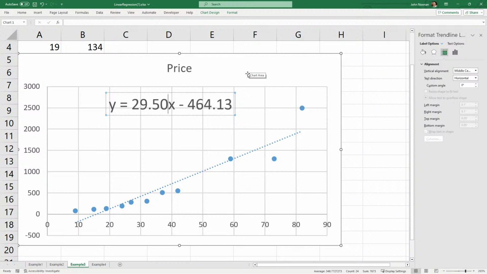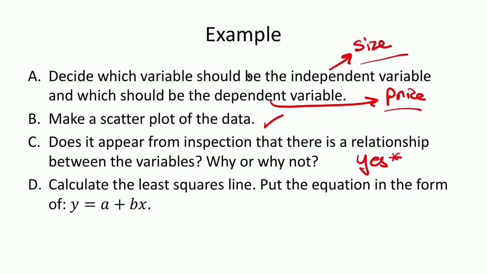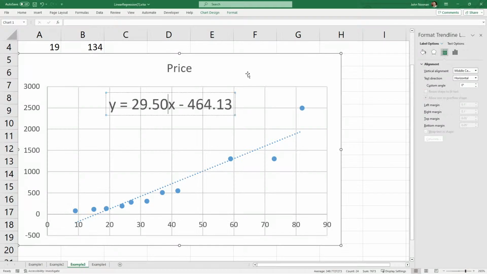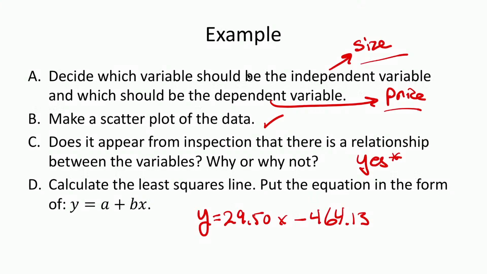All right, there's our equation. We can use that to make predictions. So let's go ahead and make some predictions. Here, I'll write it down. Y is 29.50x minus 464.13. Let me just fix my 464. Okay, so here's our regression line.